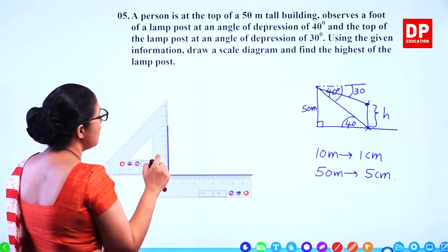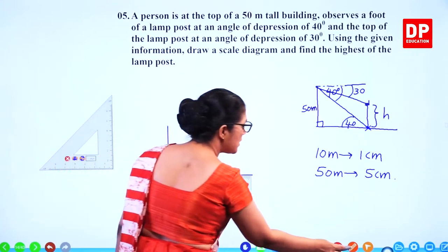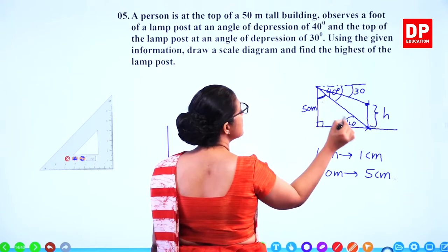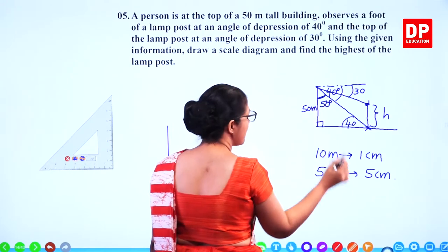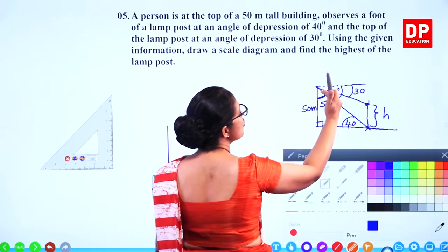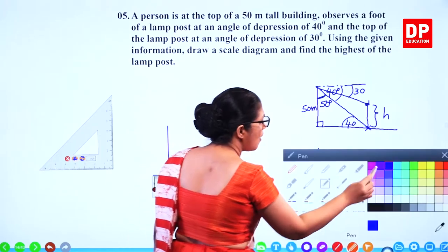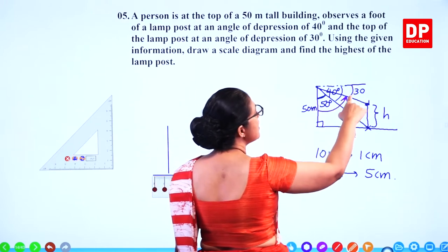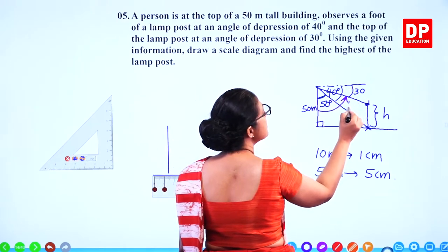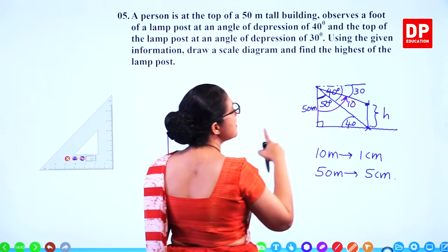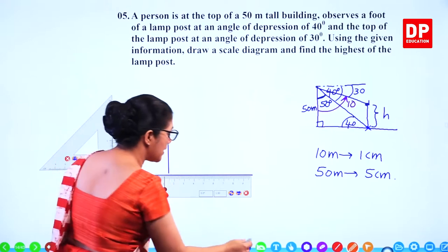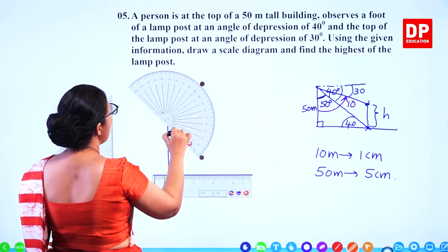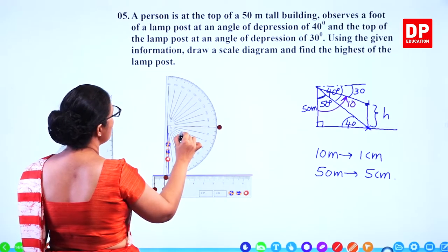And then we have to use the protractor to measure the angle. Now see, if this is 40 and this is 90, what is this angle? This is 90 minus 40, 50 degrees, and from here we can measure that. How do you draw the other line? We need this angle. This is 30, this is 40, that means this is 10 degrees. So 50 plus 10, 60 degrees. So we can use the protractor and measure. So this is the top of the building.